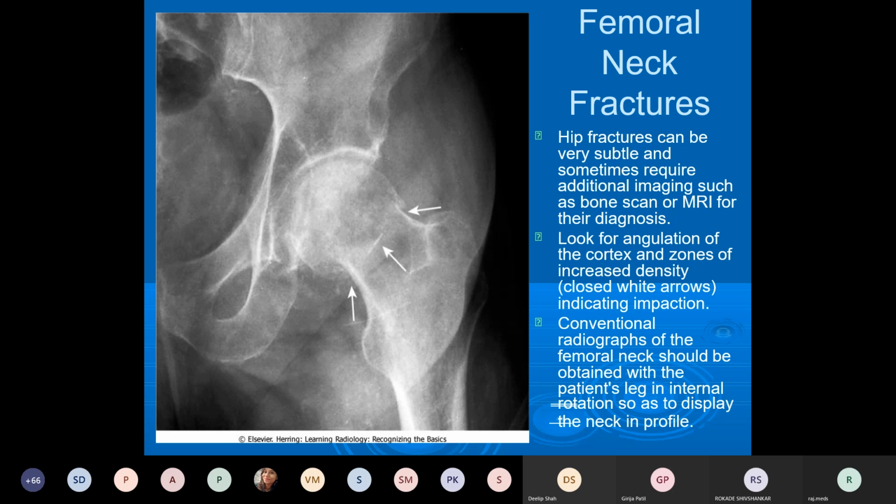So next point is look for the angulation of the cortex and zones of increased density, closed white arrows. These 3 arrows indicate the increased density line here. And the radiograph of the femoral neck should be obtained with the patient's leg in internal rotation so as to display the neck in profile. So for better visualization of the femoral neck, we have to take the radiograph with the patient's leg internally rotated. So you can see a subtle radio-opaque line, which is the femoral neck fracture.